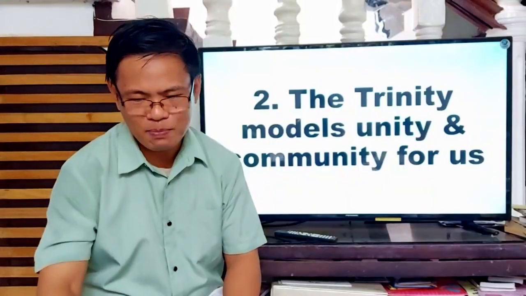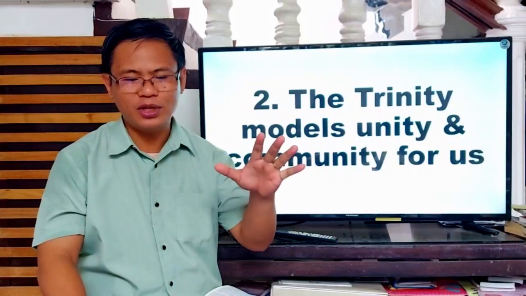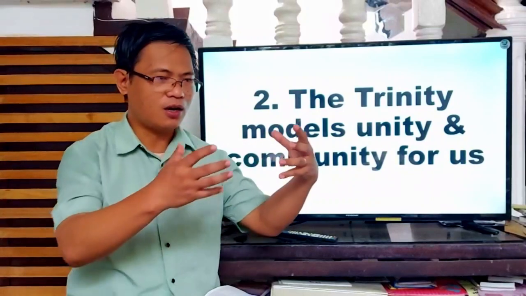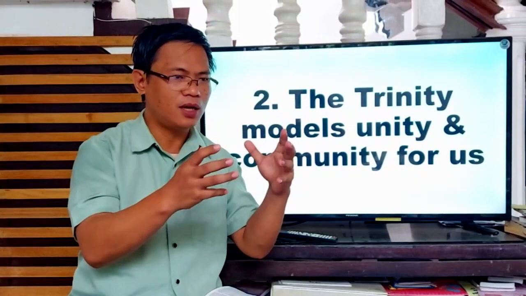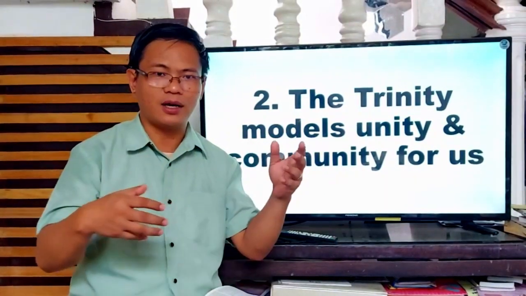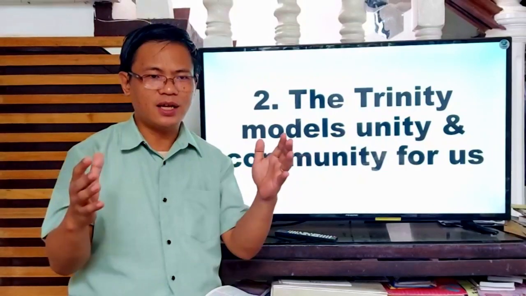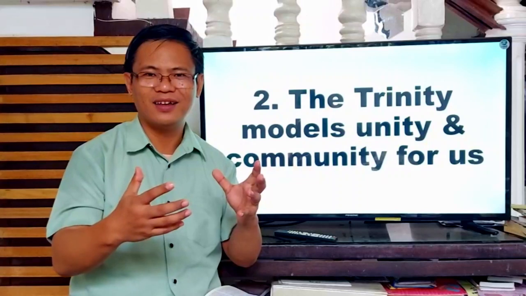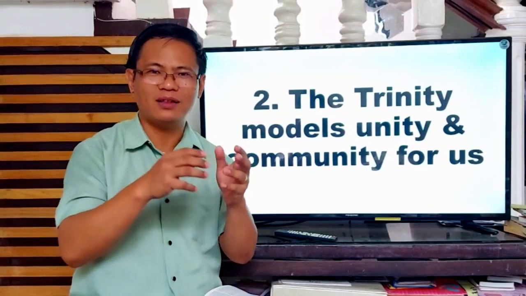Right? The next implication is this: the Trinity models unity and community for us. They are united in who they are and in what they are doing. And we can see that they also relate. There is a community among themselves, one but three.